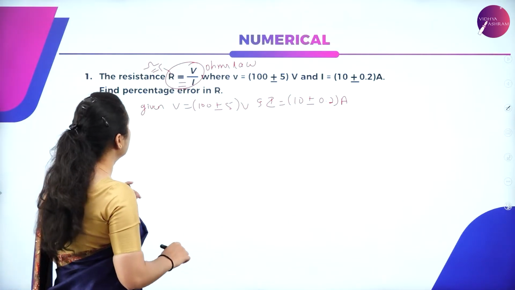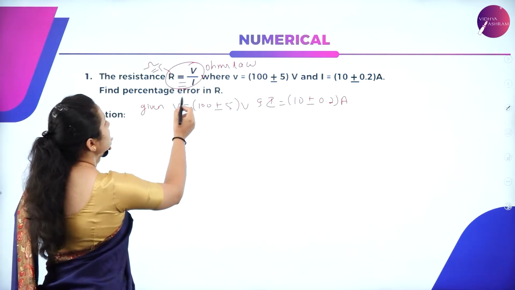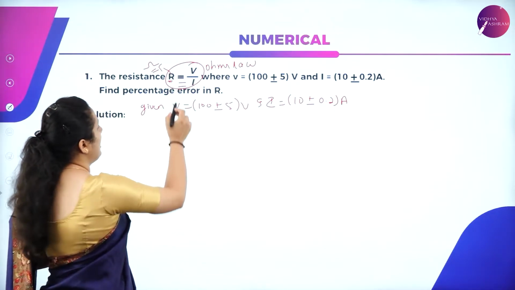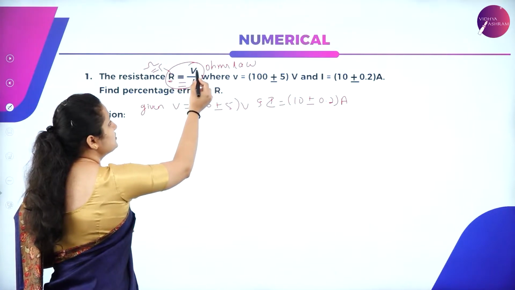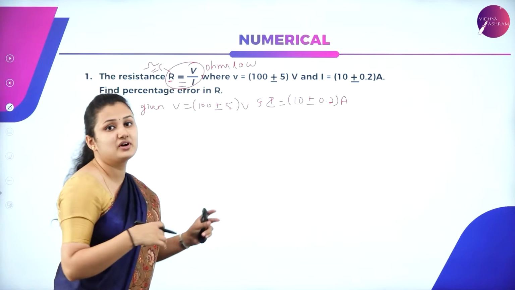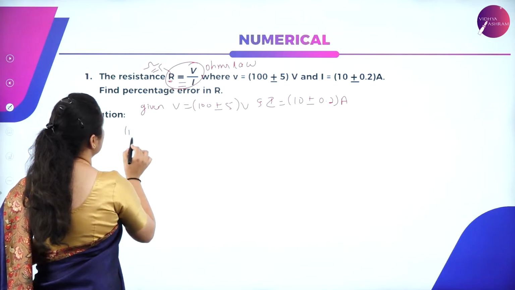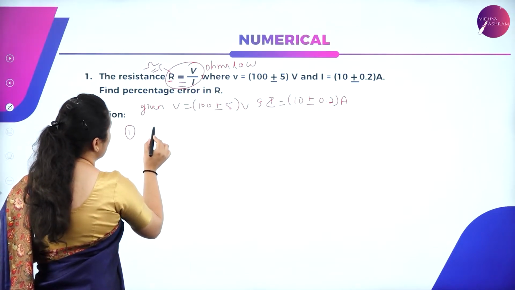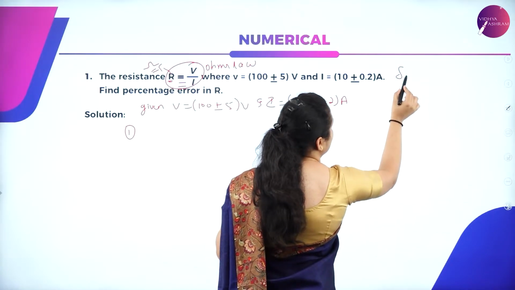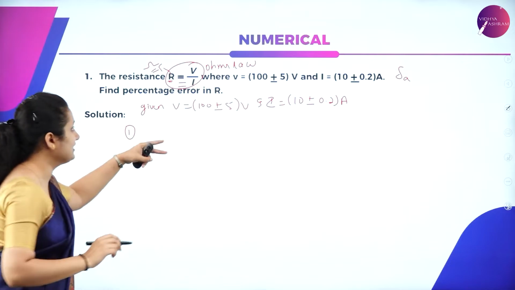So, how will you calculate? They have given R is equal to V by I. Find the percentage error in R. So, first I have to calculate individually the percentage error in V and the percentage error in I. First I will consider V. Percentage error is given by the symbol delta A.